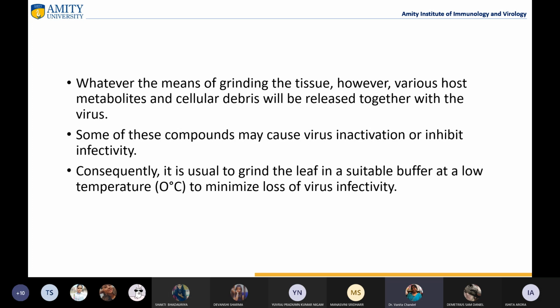Whatever the means of grinding the tissue, various host metabolites and cellular debris will be released. Once we are grinding, a number of metabolites and other cellular debris will be released along with the virus, right? Some of these compounds can cause virus inactivation and can affect the infectivity also. So it is usual to grind the leaf in a suitable buffer at a low temperature to minimize the loss of virus infectivity.